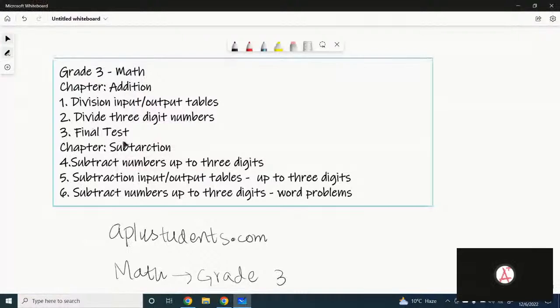We are going to start with the chapter division. Lesson's name from the chapter division is division input output tables. Divide 3-digit numbers. Then the final test from the chapter division. Then we're going to start with a new chapter, subtraction. The lesson names are subtract numbers up to 3 digits. Subtraction input output tables up to 3 digits. Subtract numbers up to digits.